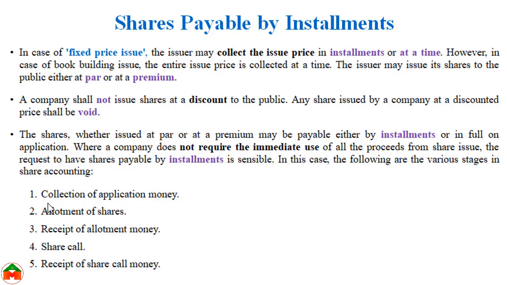You have to collect the application money in the initial stage, then you have to allot the shares, then you have to receive the allotment money, then you have to invite the second call or third call or final call, then you have to receive the share call money. So whenever you are issuing shares in installments, these are the stages. We can see application, allotment, second call or final call, etc. So this is the second part of this tutorial.